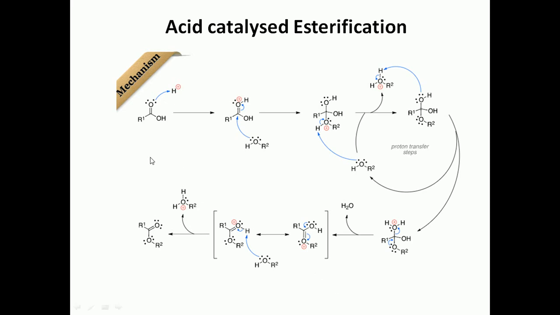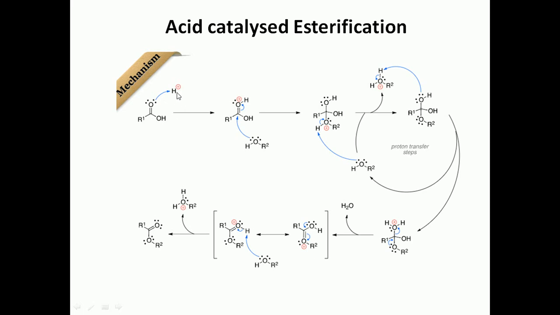So as I told you, it is a reaction between a carboxylic acid and an alcohol. So this is the alcohol and this is the carboxylic acid. As I told you, alcohols are weak nucleophiles because they are neutral species. The electrophilicity of the carbonyl carbon has to be increased. Electrophilicity of this carbon has to be increased. So that can be increased by using an acid catalyst.